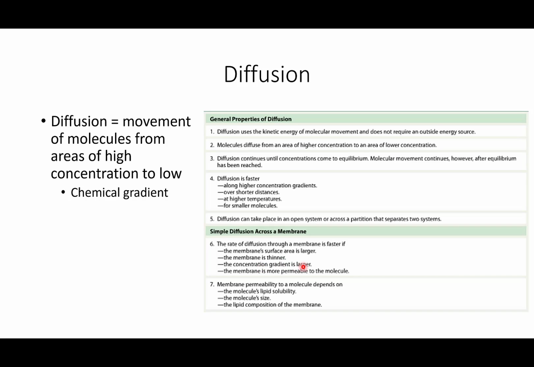The concentration gradient is larger. Again, just like higher to lower concentration, that's going to make it faster. And finally, if a membrane is more permeable to that molecule. So membrane permeability depends on what the membrane is made up of, the lipid bilayer, if it is, there can be charges associated with that, and that may make a particular molecule more permeable than another molecule. Speaking to that membrane permeability, what's going to depend on that is the molecule's lipid solubility, so the ability for that molecule to move through the lipid bilayer.